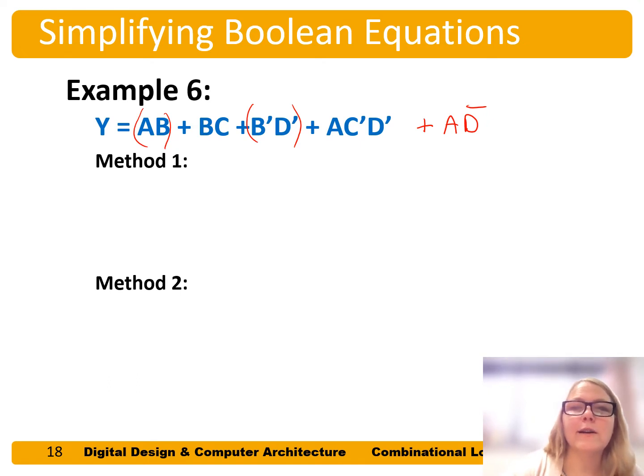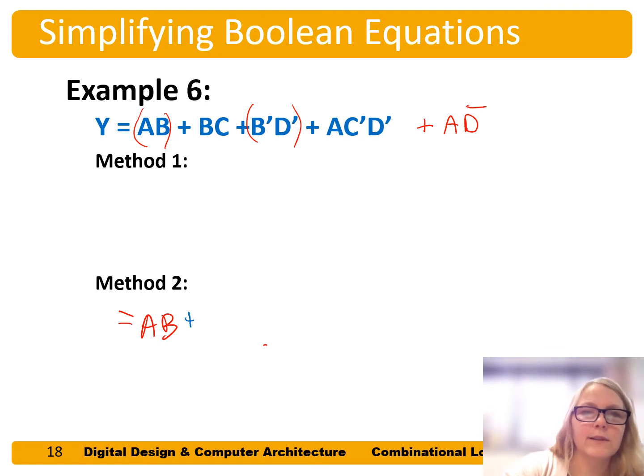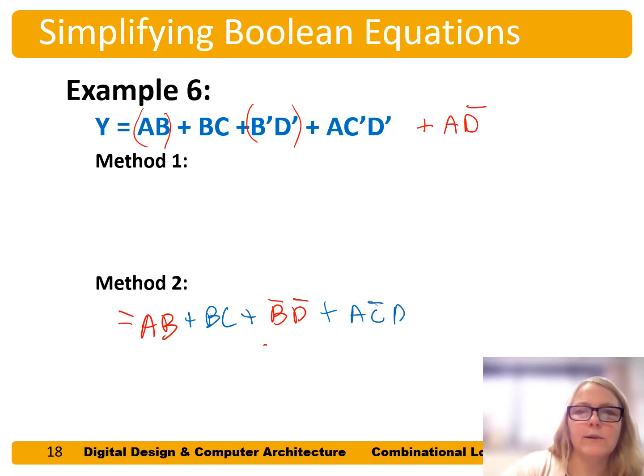And then we can notice that actually this term A or D bar covers that term, and so then we can reduce it. So that was step one. Step one was turning it into AB, try to highlight these terms, or BC, or B bar D bar, or A C bar D bar.